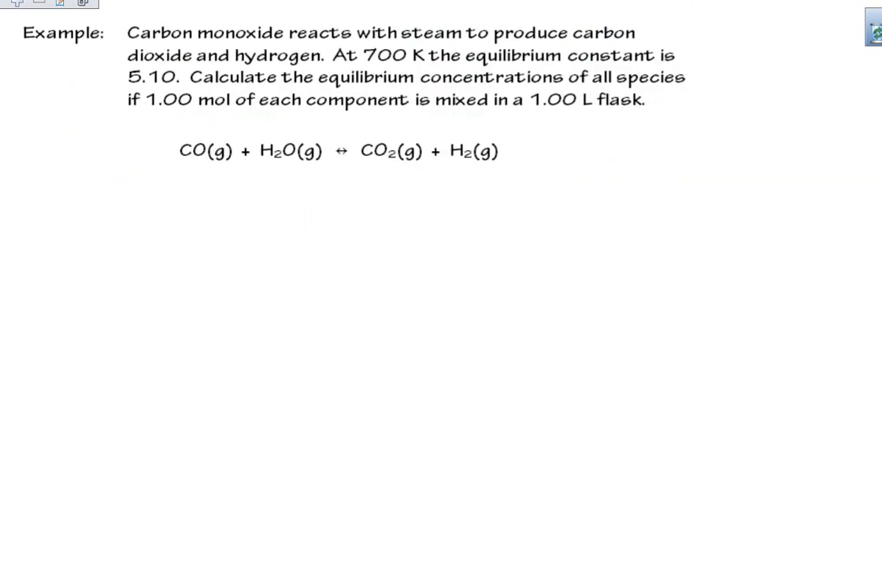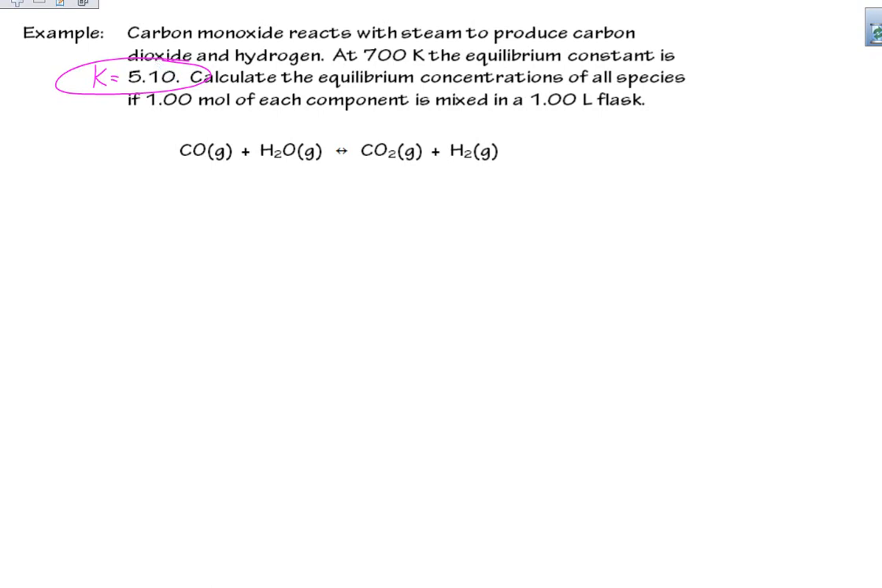Check out this guy. We're still given the balanced equation. That's a good thing. At 700 Kelvin, the equilibrium constant is given to us. K equals 5.1. Calculate the equilibrium concentrations of all species if 1 mole of each component is mixed in a 1 liter flask. All right, so we're going to ICE table this thing. If you ever get an equilibrium kind of problem, that's your first thought. Let me set up an ICE table.